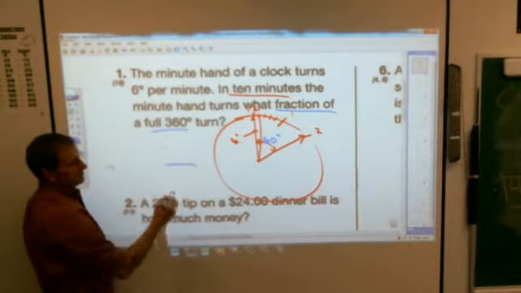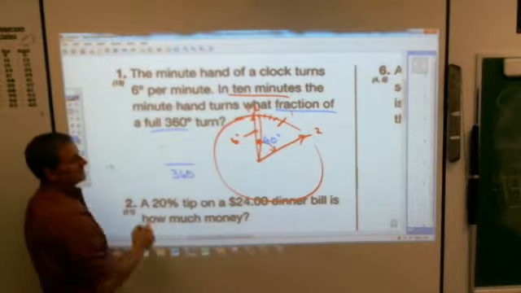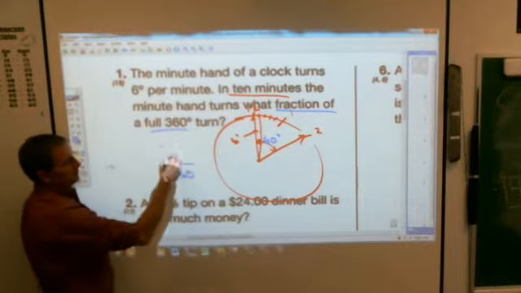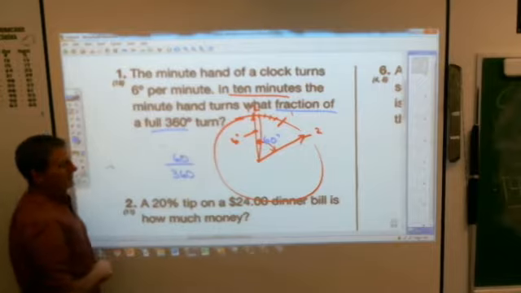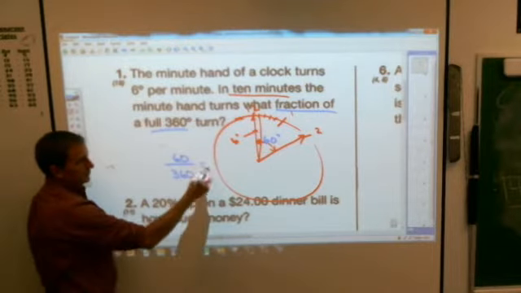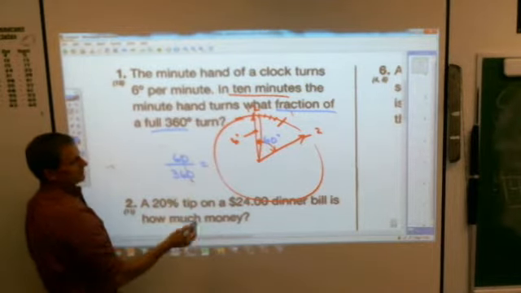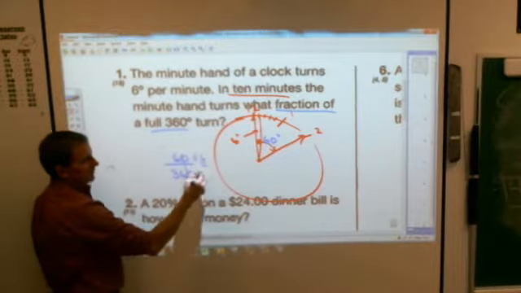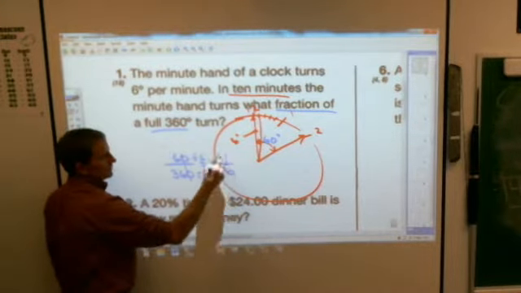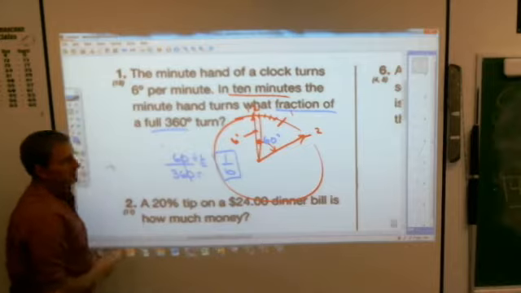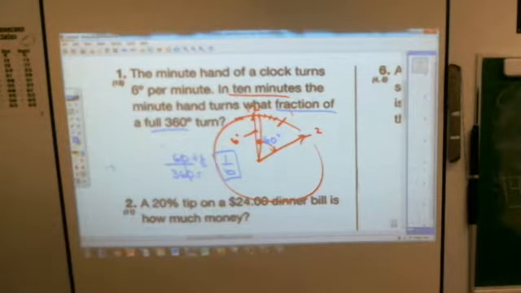So fraction, it moved, the total is 360. What part did it move? 60 out of the 360. And then it's just reducing. Divide by 10, you get 6 over 36. Divide those by 6, you get 1/6 as your fraction. That's the fraction, 1/6 of a circle.